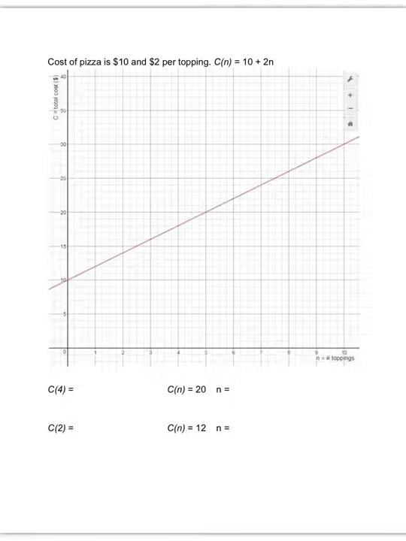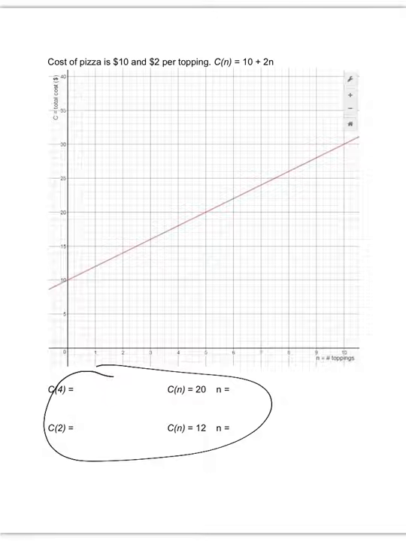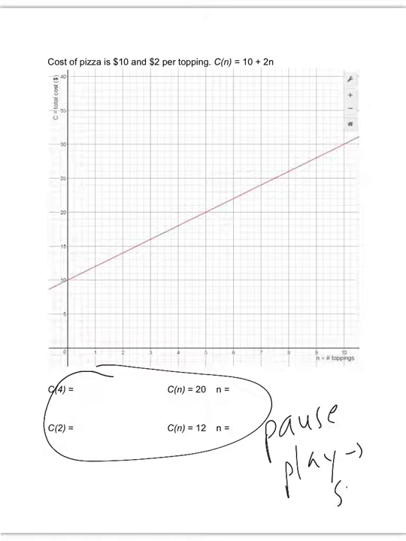So here's some practice problems. So why don't you try these? Remember to find your number, go up to the line, and then go over to find the other number. Hit pause, try the problems, and then you can hit play to see the solutions or the answers.